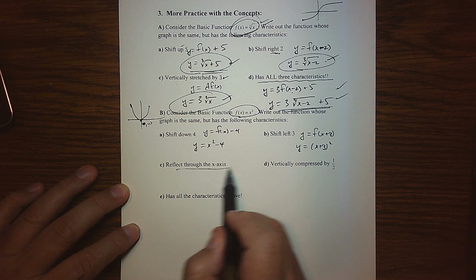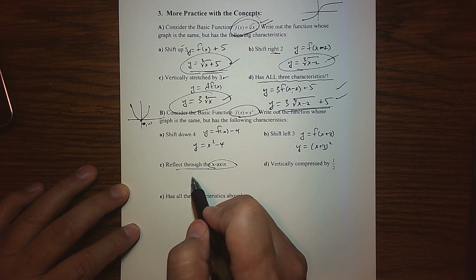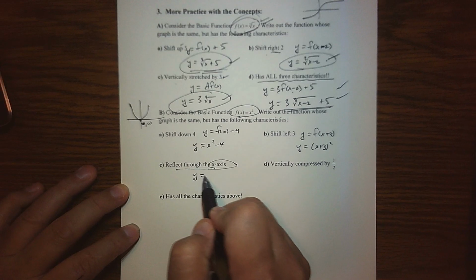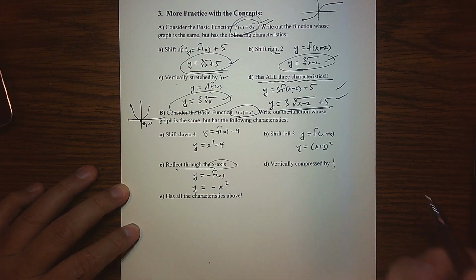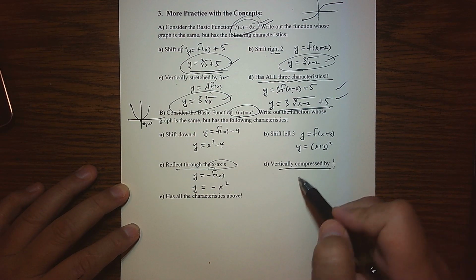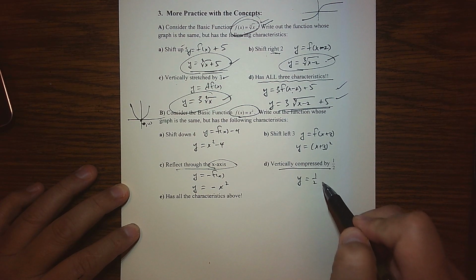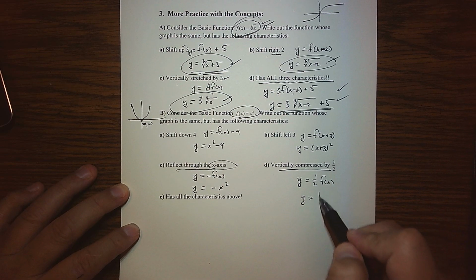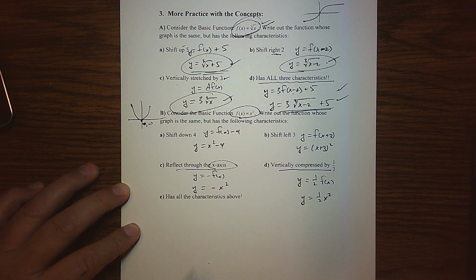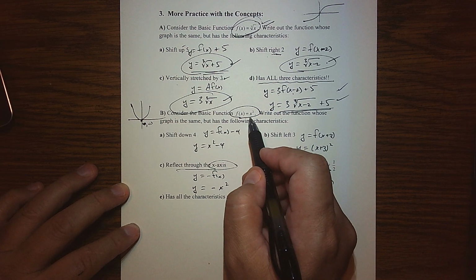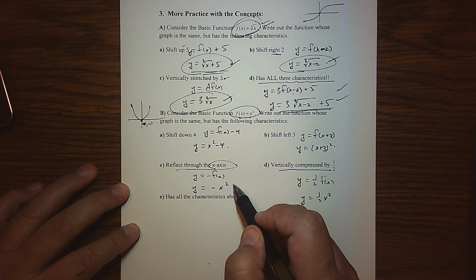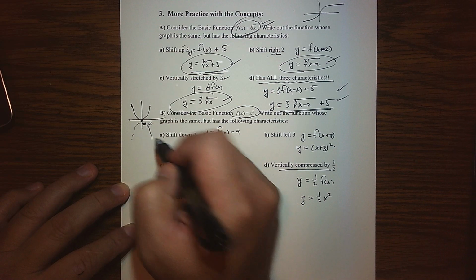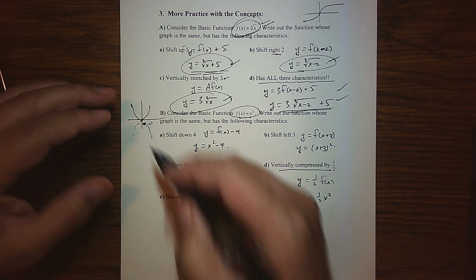How would I get it to reflect through the x-axis? Right, so that means we're essentially negating whatever my function is. So for this, that would be negative x squared. How do I get it to vertically compress? Well, that would be y equals 1/2 of f of x. So this would be 1/2 x squared. So those are all the different transformations individually, transforming the function x squared, shifting it down 4, shifting it left 3, reflecting it through the x-axis, which means it's now going to be opening downwards, and then basically compressing it.